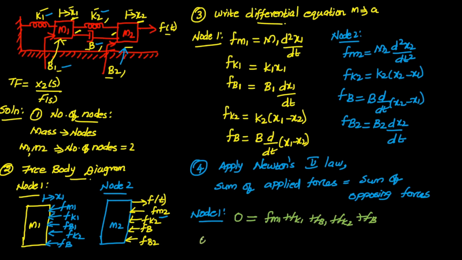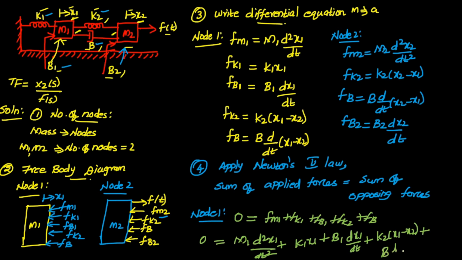Okay. So what is the expression? Fm1 is m1 into d square x1 by dt square plus k1 x1, and Fb1 is b1 into dx1 by dt plus Fk2 is k2 into x1 minus x2 plus Fb is b into d by dt of x1 minus x2. This is equation number 1.